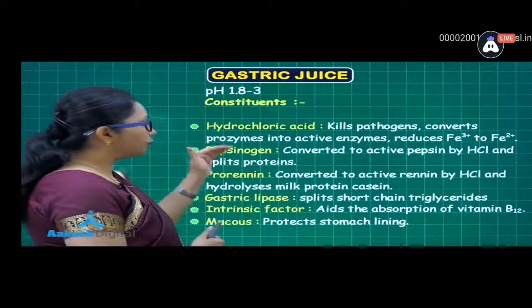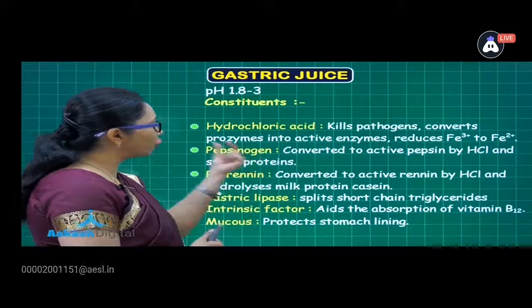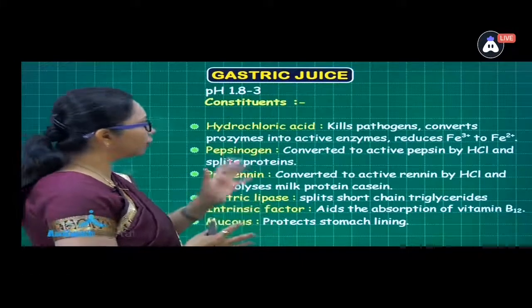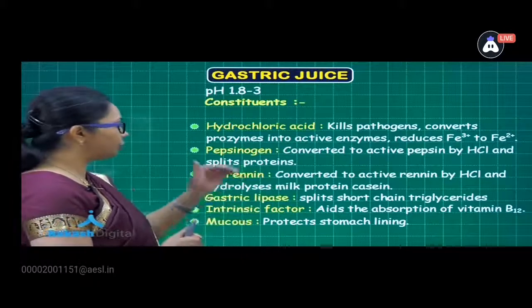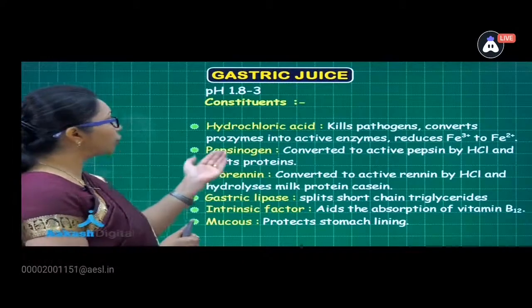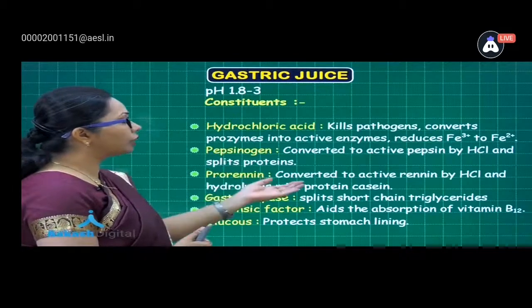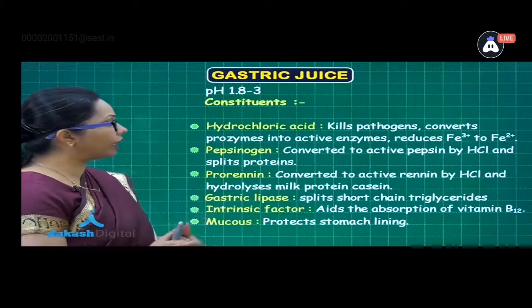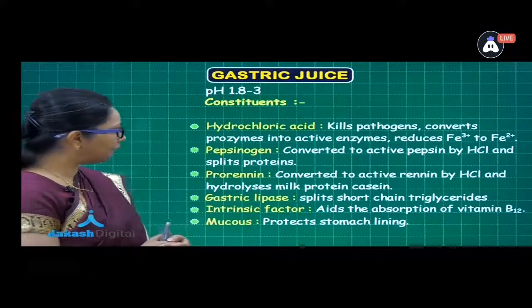The other one, that is pepsinogen, which is inactive enzyme. Any name which is ending with ogen, that is inactive, precursor of the enzyme here, and it is converted to active pepsin by HCl. And the purpose of pepsin is that it is a protease, protein digesting enzyme. Then prorenin, which is converted to active renin again by HCl, and it hydrolyzes the milk protein, that is casein.